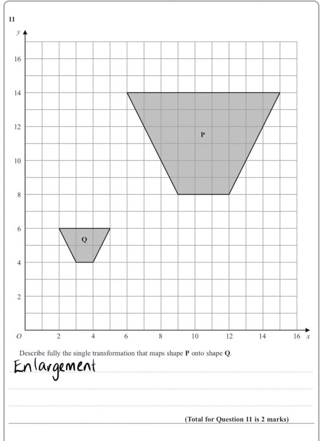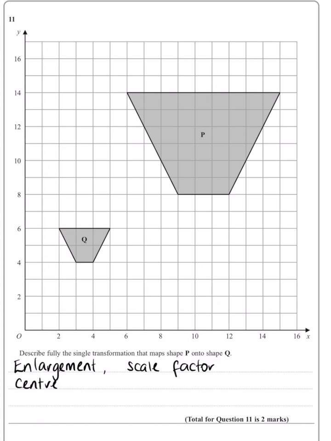And when we're talking about an enlargement, there's two other points that we need to talk about, which is the scale factor. And this tells us how much the shape has grown or shrunk by. And then the other thing is the centre of enlargement. So the coordinate where the enlargement sort of comes out from. So the first thing that we're going to be looking at is the scale factor.